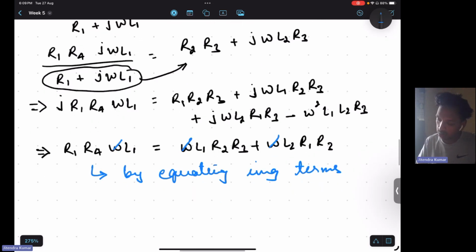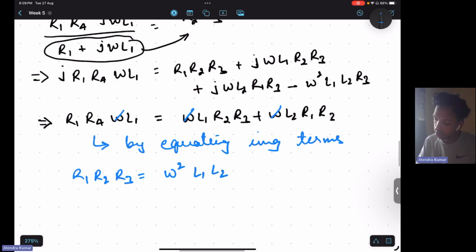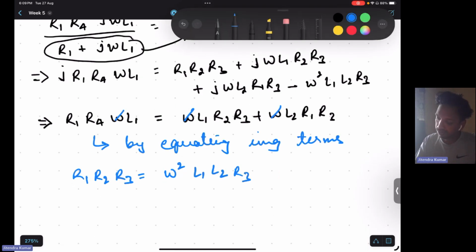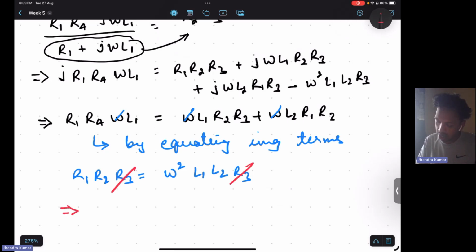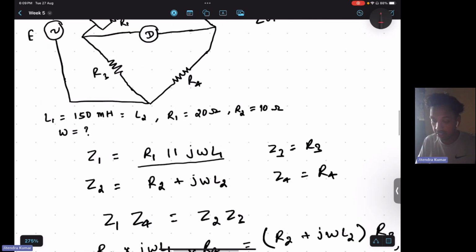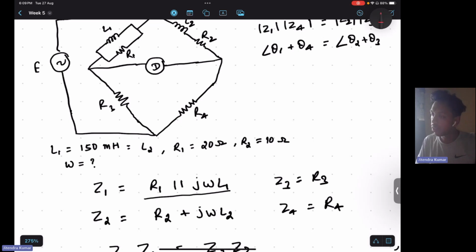So next we can equate real terms. The real terms give R1 R2 R3 is equal to omega square L1 L2 R3. Here R3 and R3 will be cancelled out, and we end up with omega is equal to the square root of R1 R2 divided by L1 L2. This is how we calculate the frequency of this bridge. We have to take care to equate real and imaginary terms separately. I hope it is fine.